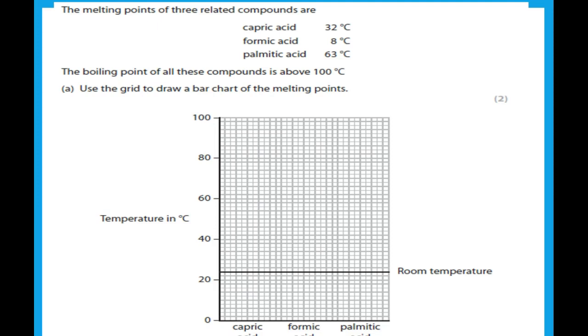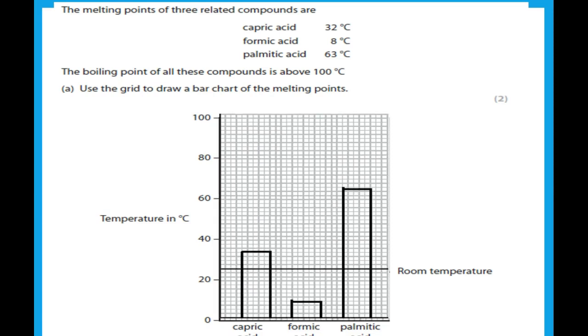Now, the next question says melting points of 3 related compounds are given. The boiling point of all these compounds is above 100. So the melting points are 32, 8, and 63, and all of them have a boiling point above 100. Use the grid first of all to draw a bar chart. You should know how to draw a bar chart. So this would be a bar chart that you should have. Are we okay with drawing a bar chart?